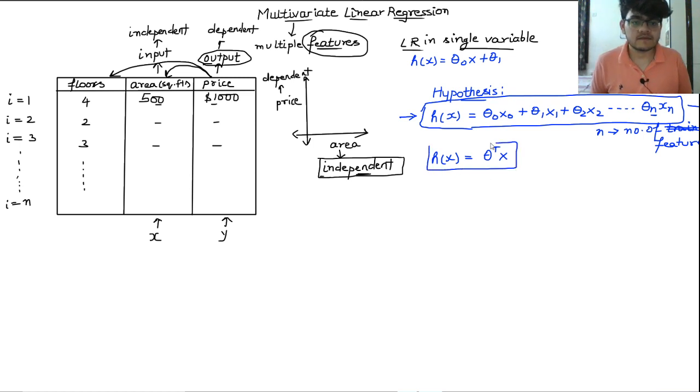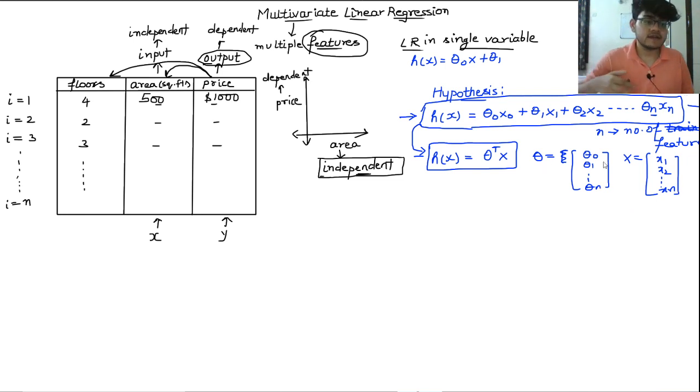So this can be reduced to this, where theta is nothing but a matrix of the form theta 0, theta 1, and goes on like theta n, and where x denotes x1, x2 till xn. So we have theta, we have x. Now why have we done the transpose of theta? You can see this T represents the transpose.